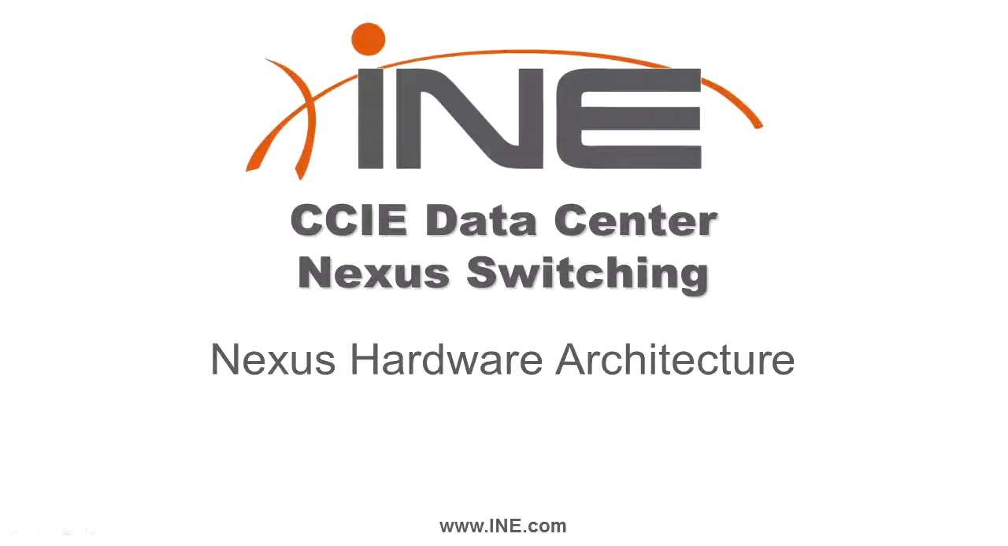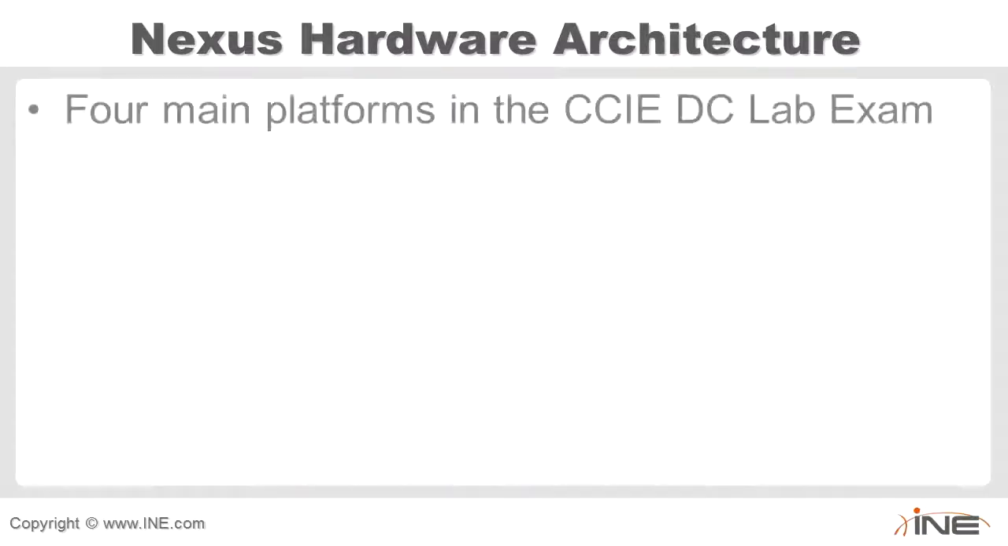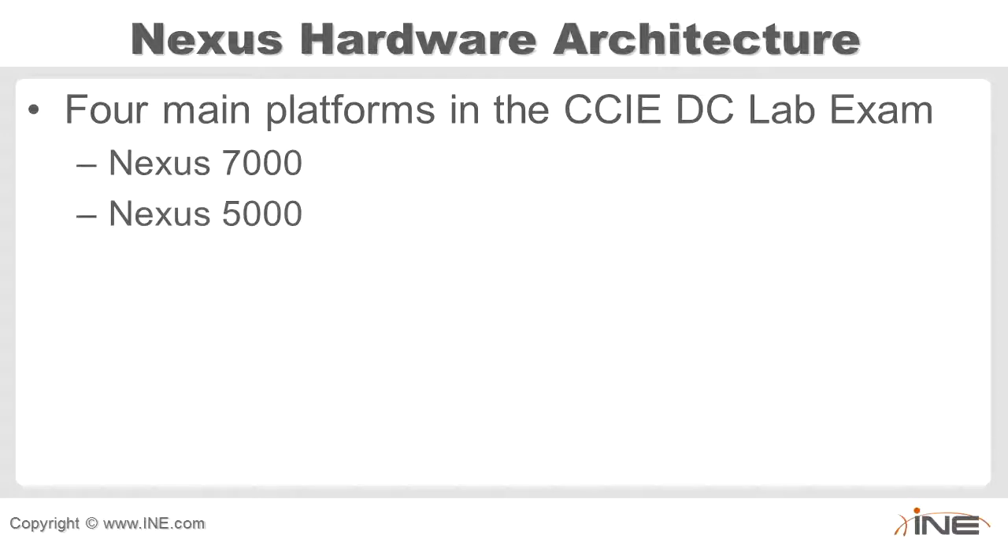Welcome back, everybody. In our next section for CCIE Data Center in Nexus switching, we're going to be talking about the hardware architecture of the different platforms. And again, specifically within the scope of the CCIE Data Center lab exam, we're mainly going to be dealing with four of these: the Nexus 7000, the Nexus 5000, the 2000, and the 1000V.